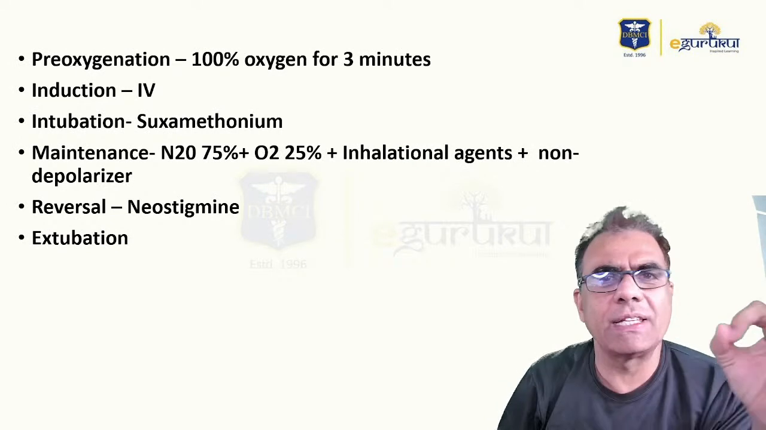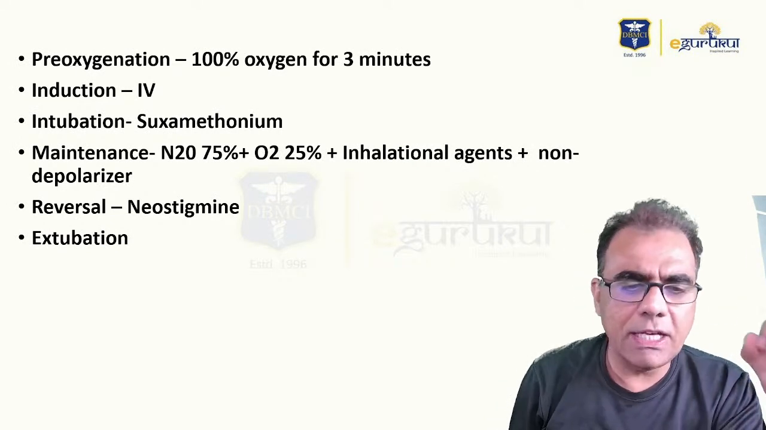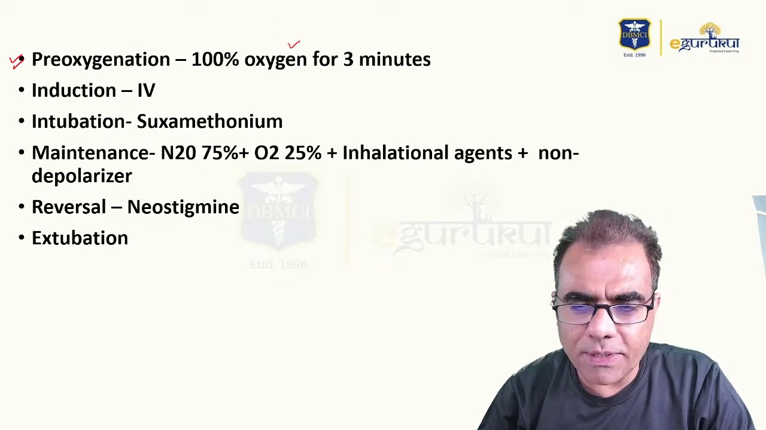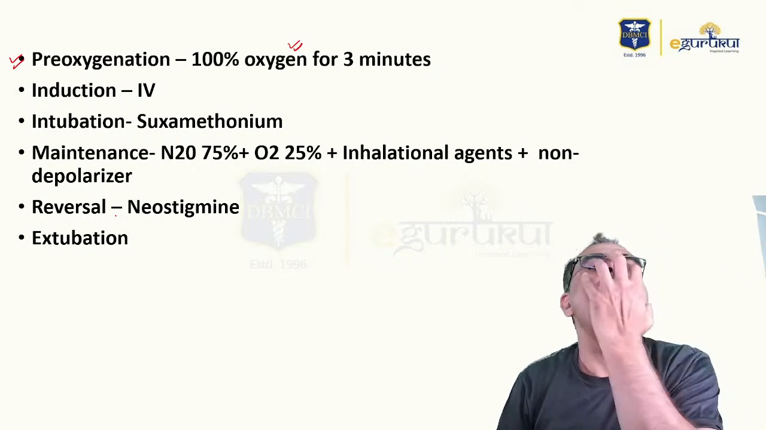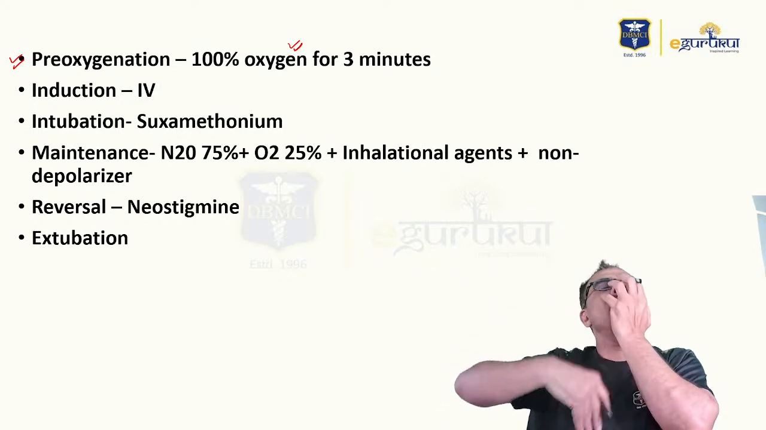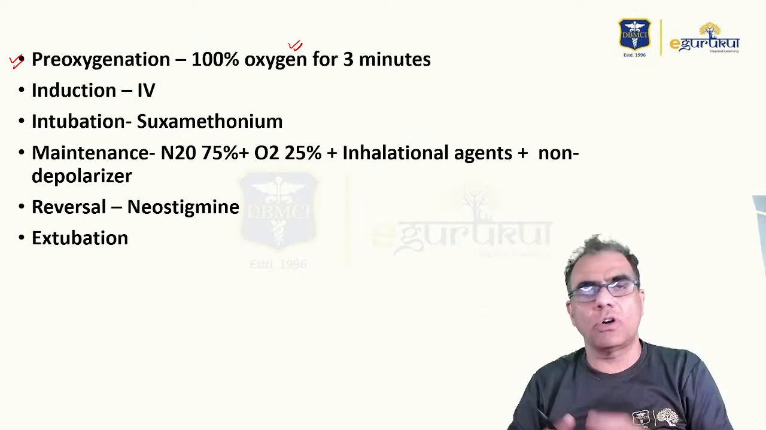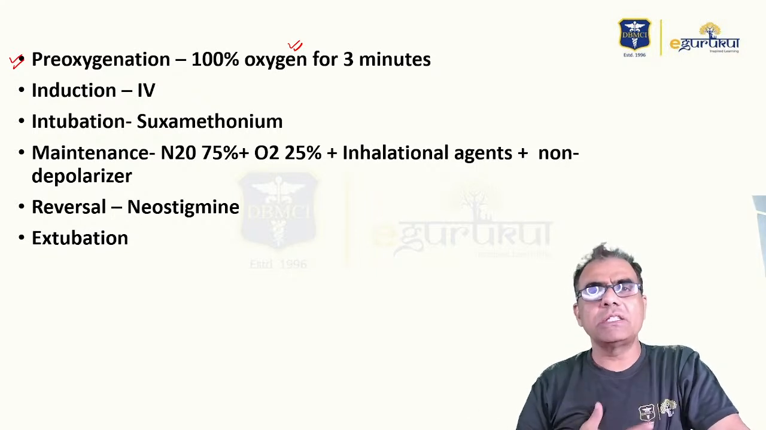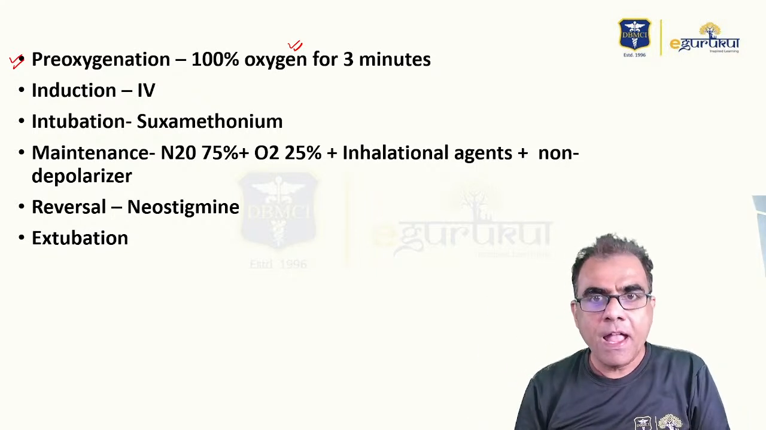So how to do general anesthesia? Just see, first we do pre-oxygenation with 100% oxygen for 3 minutes. And why are we doing that? So that the nitrogen present in the lungs is replaced with oxygen. Now the whole of the lungs is filled with oxygen. Means we have increased the oxygen reserve of the body.